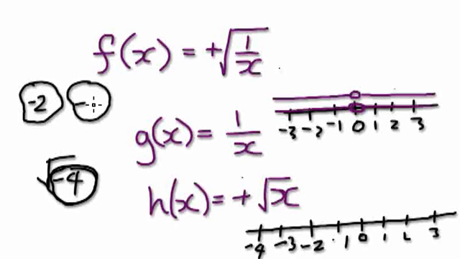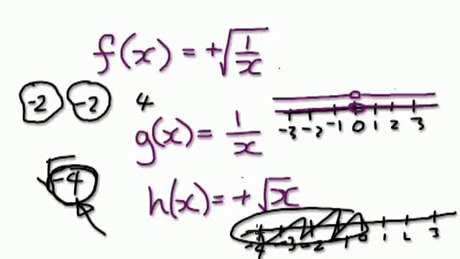If you try -2, 2 times 2 is 4, but then you've got a negative and a negative. That gives you a positive. It doesn't give you a -4. So anything on the negative side here won't work. It would just break down.